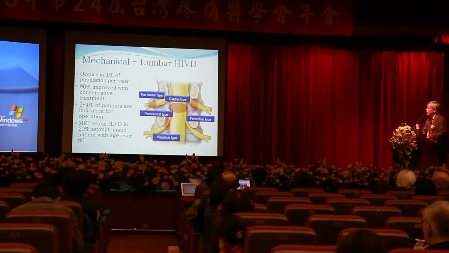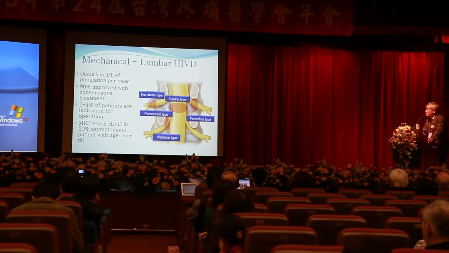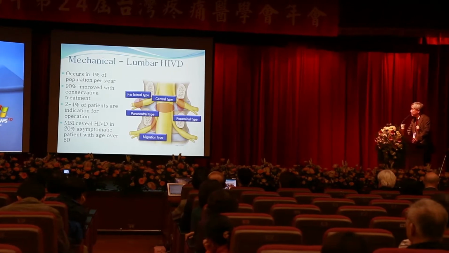And another condition, lumbar HFBD, occurs in 1% of the population per year. In 9% of this group, we conduct treatment. 2% of patients are indicated for operation. And MRI reveals HFBD in 1% of asymptomatic patients over age 60.